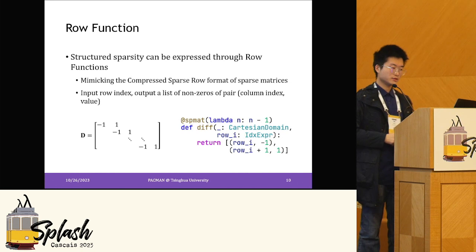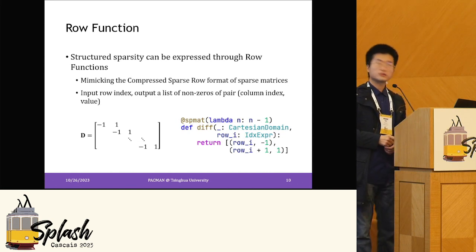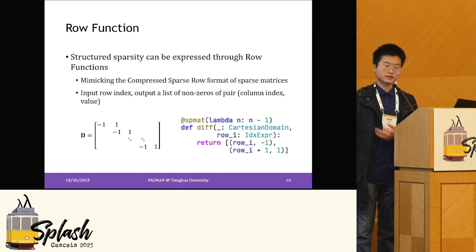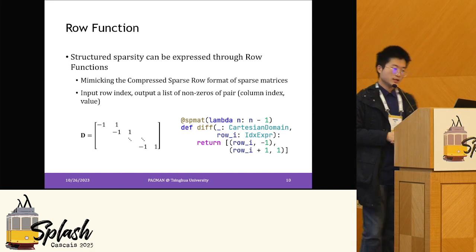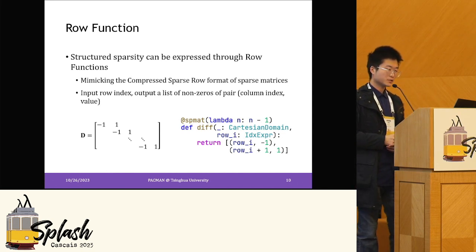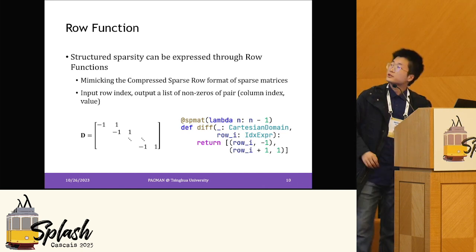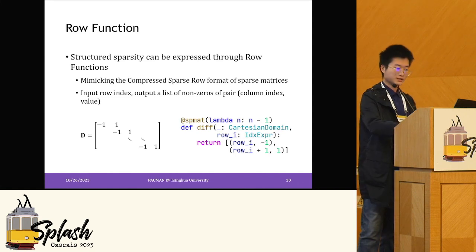And to describe the structured sparse matrices we mentioned above, we note that structured sparsity can be expressed as code. Specifically, mimicking the compressed sparse row format, which is widely used in sparse linear algebra routines, we ask for a row function for each sparse matrix that accepts a row index as a parameter and returns a list of non-zeros in a row, each of which is a pair of column index and matrix value. The example matrix here is just the above example, and it can be implemented as the right set.